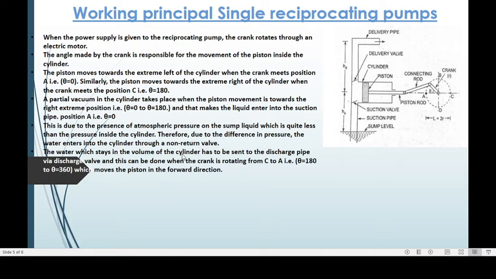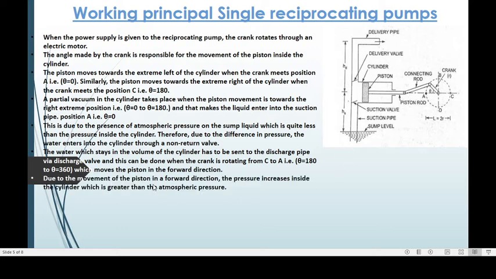Next, the volume of water which enters the cylinder is discharged to the discharge pipe, and this is done by rotating the crank from 180 degrees to 360 degrees. So when it is going from the C position to the A position, water is sent into your delivery pipe, as the piston exerts a pressure on the water which is inside the cylinder.